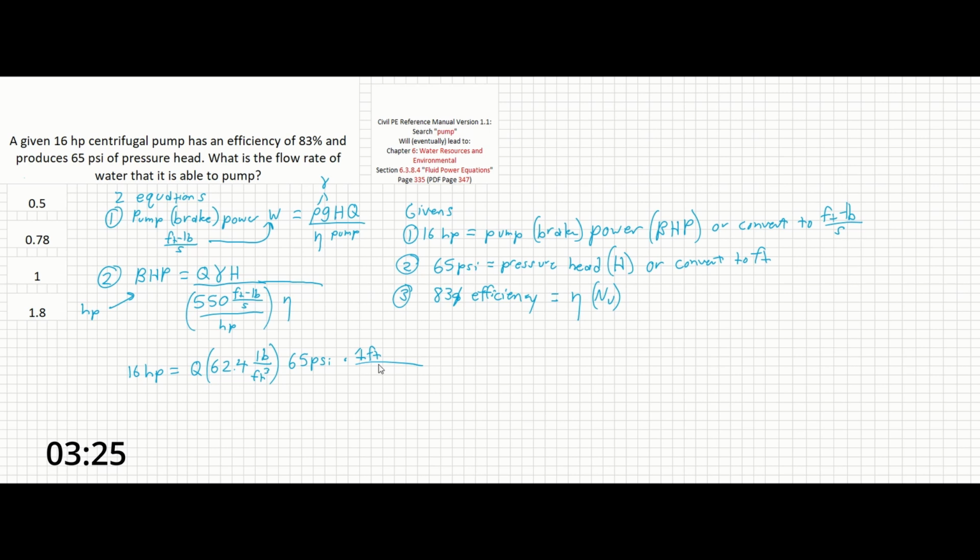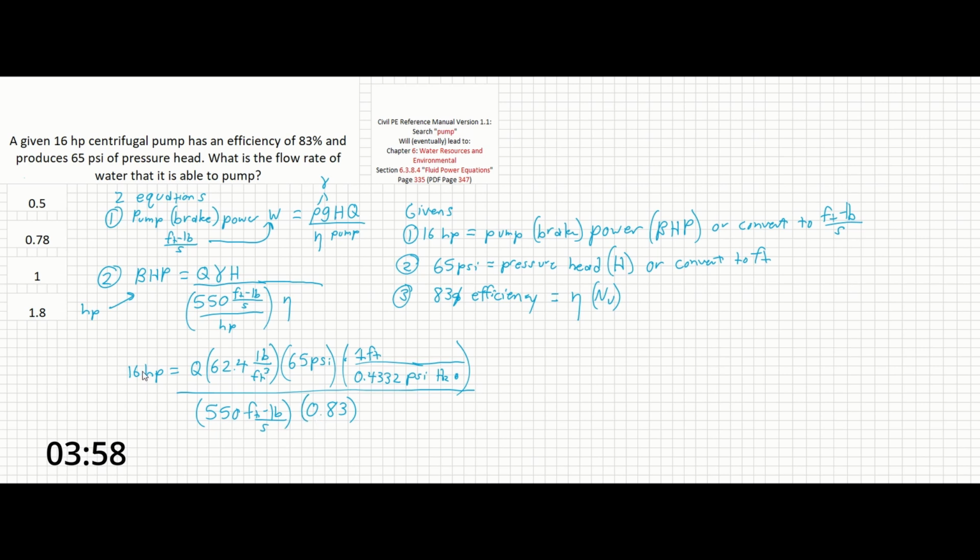So the unit conversion page of the reference manual shows that 1 foot is equal to 0.4332 psi of H2O. And on the bottom, we've got 550 foot-pound per second times nu, which is 83%, given as 0.83.